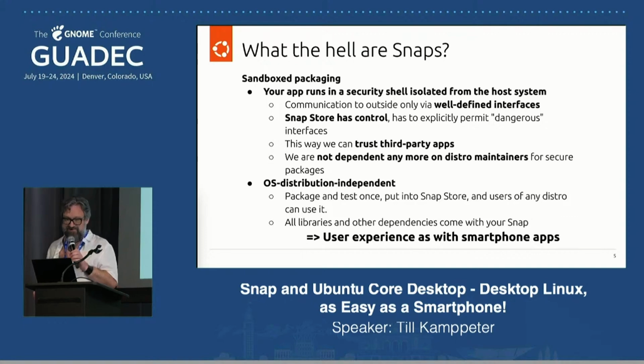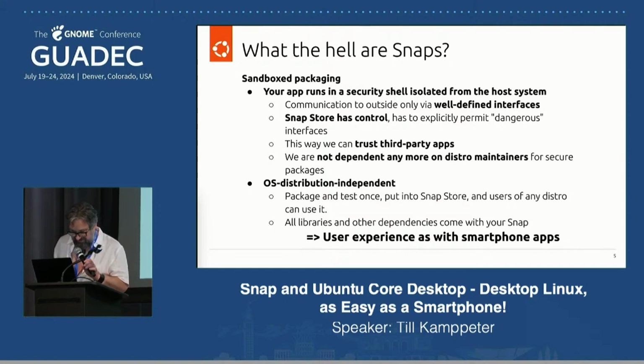This is the so-called sandboxed packaging, one of the available sandboxed packaging methods. An app is run in a security sandbox, and so it is encapsulated against other apps, against the host system, and it can communicate only through well-defined interfaces. And when it is possible to do something nasty or dangerous through the interfaces, these interfaces are not automatically connected. The Snap Store, which distributes the snaps, has to give permission on these interfaces. They have control over them.